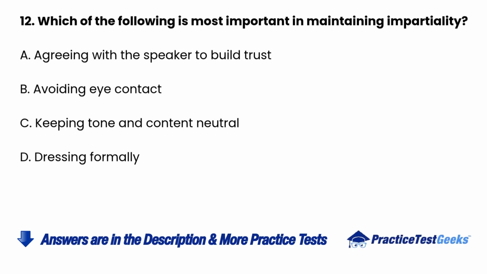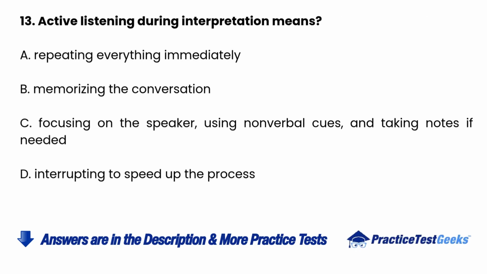12. Which of the following is most important in maintaining impartiality? A. Agreeing with the speaker to build trust. B. Avoiding eye contact. C. Keeping tone and content neutral. D. Dressing formally.